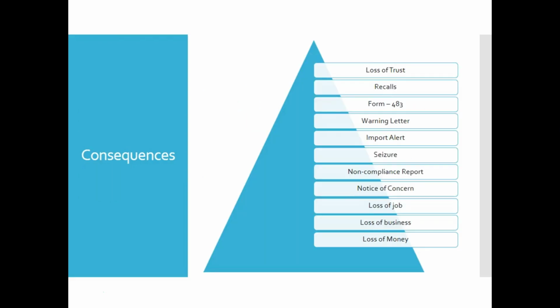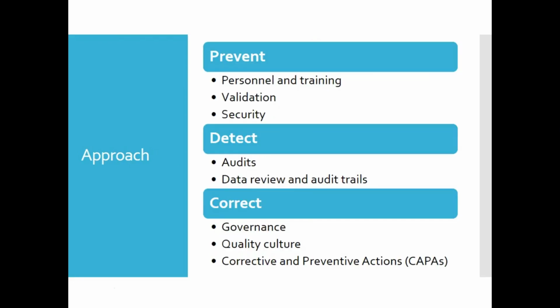So some of the consequences then of poor data integrity would be loss of trust with the regulators, recall of product or issuing 483s from FDA or warning letters, import alerts and seizure of products, non-conformance reports, notice of concerns, which are public information, loss of jobs, loss of business, loss of money, a drop in share prices. So the consequences are numerous.